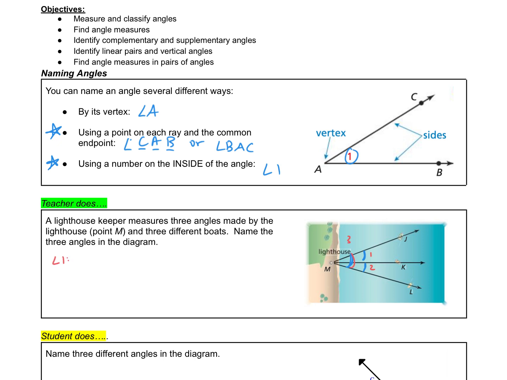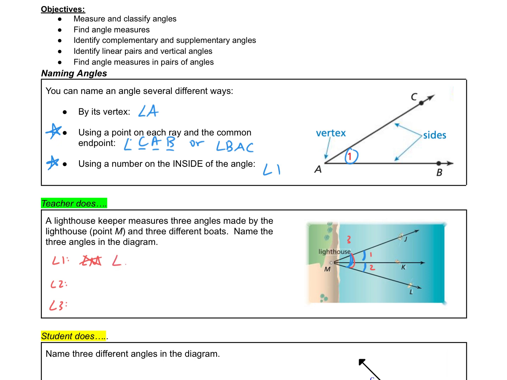And so I'm going to name them using letters. Now, I told you above that this first way of naming by the vertex isn't the most common because sometimes there's more than one angle. So this angle 1, its vertex is M. If I were to call it angle M, that's a little unclear. What angle M am I referring to? This angle 1 has a vertex of M. This angle 2 has a vertex of M. This angle 3 has a vertex of M. So this really isn't ideal. It's not specific enough.